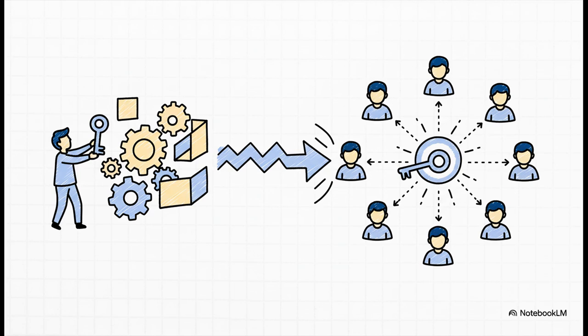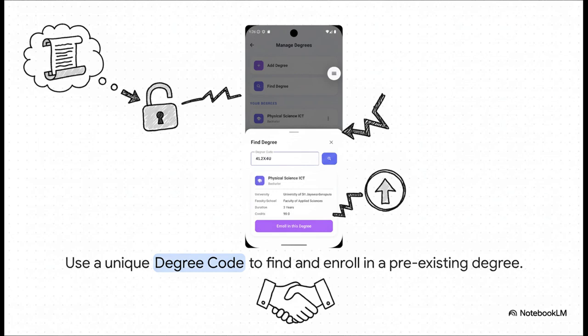Why? Because it means you don't have to sit there and manually type in every single course for your entire degree. One person can do the heavy lifting and everyone else just hops on board. You're all working from the exact same playbook, which is just brilliant. Here's how easy it is. Your friend sets up the degree and the app gives them a unique code. They can text it to you, you pop that code into the Find Degree screen, and boom, you're in. All the courses, all the structure, just like that.